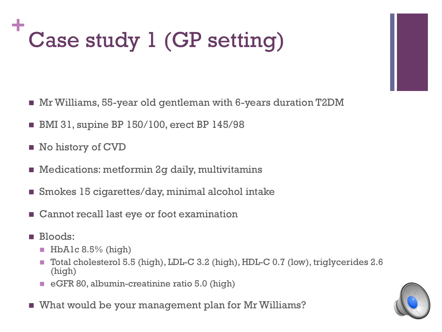He can't recall his last eye or foot examination, and his bloods are as shown on the screen. His HbA1c is 8.5%, total cholesterol 5.5, LDL 3.2, HDL 0.7, triglycerides 2.6. His eGFR is 80, and his albumin-creatinine ratio is 5.0. So have a think about how you would manage Mr. Williams.